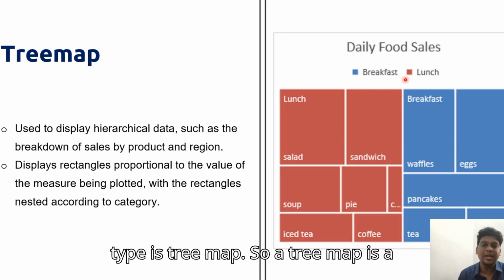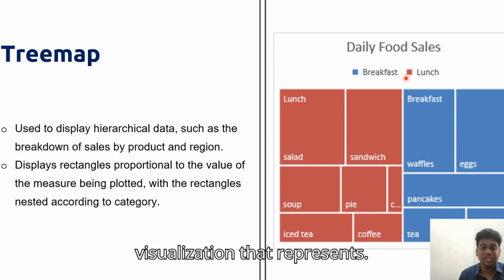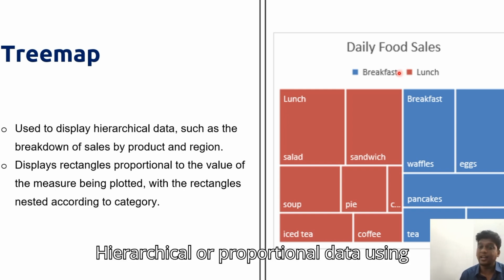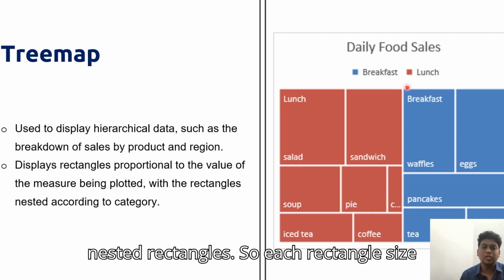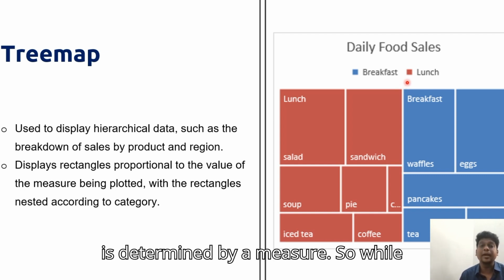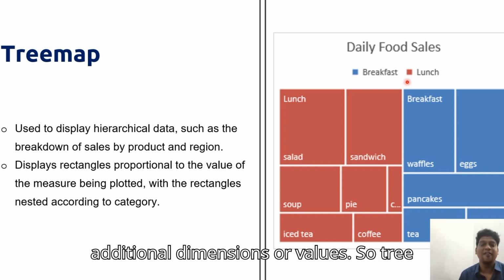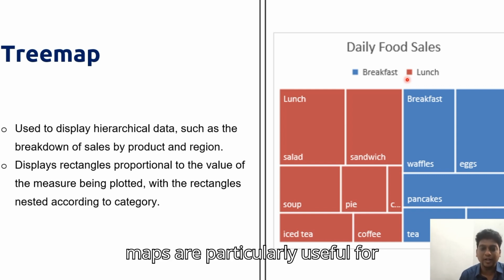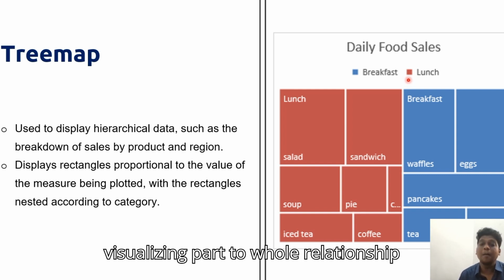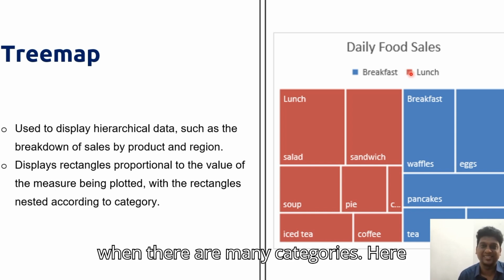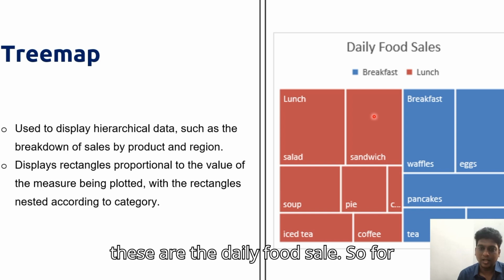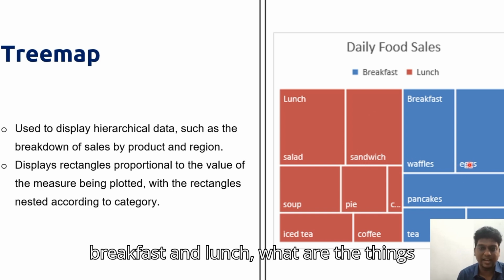The next type is the tree map. A tree map is a visualization that represents hierarchical or proportional data using nested rectangles. Each rectangle's size is determined by a measure, while its color and placement can convey additional dimensions or values. Tree maps are particularly useful for visualizing part-to-whole relationships when there are many categories. Here, these are the daily food sales. So for breakfast and lunch, what are the things that we are having?